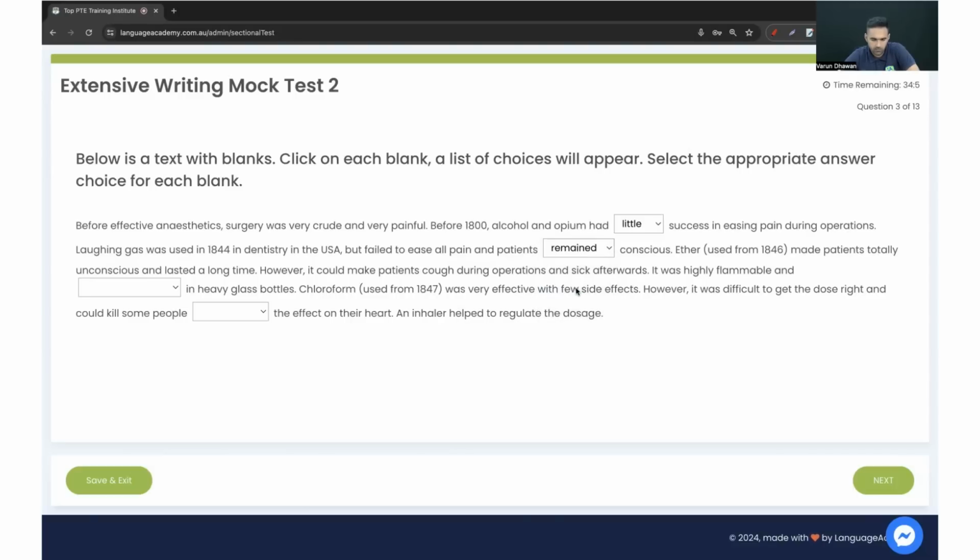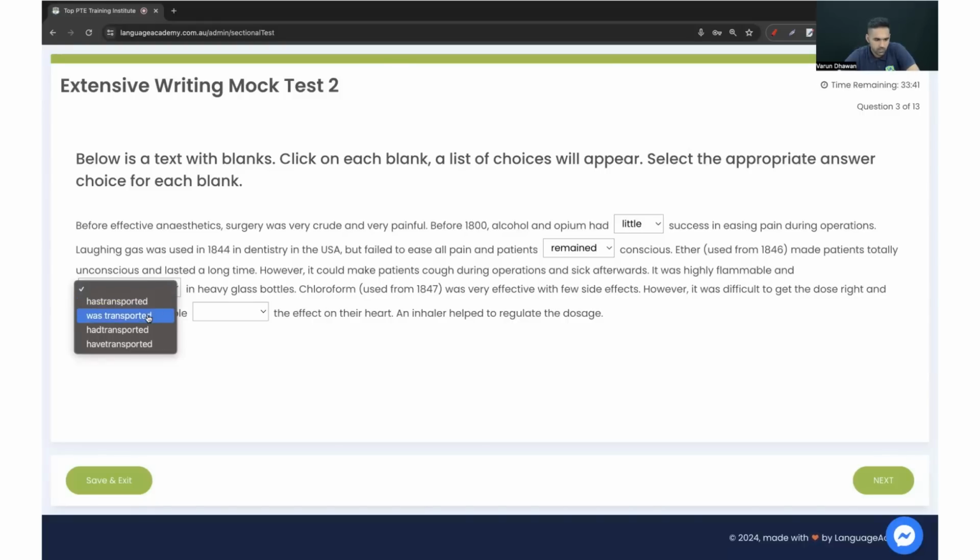Means yes, they were still aware of what's going on. Ether made patients totally unconscious and lasted a long time. So this medicine lasted a long time and it was successful. However, it could make patients cough during the operation and feel sick, so it had side effects.